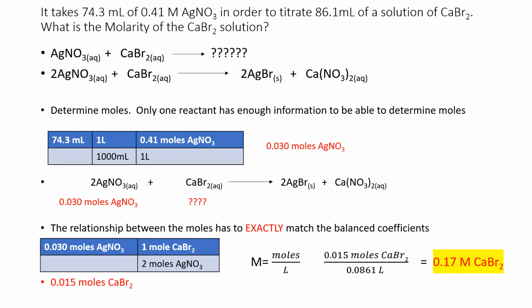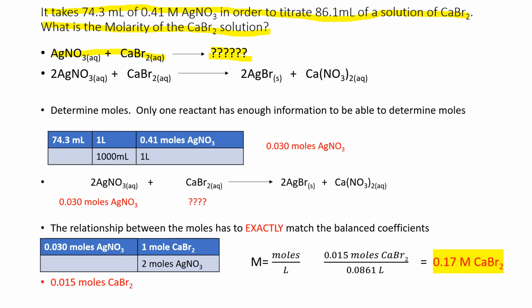So here's our first titration problem. It says it takes 74.3 milliliters of 0.41 molar silver nitrate in order to titrate 86.1 milliliters of a solution of calcium bromide. What is the molarity of the calcium bromide solution? Well, first we need a reaction. And again, this is going to be a double displacement reaction. We're given the reactants, two ionic compounds. We have to figure out what the products are going to be from that.